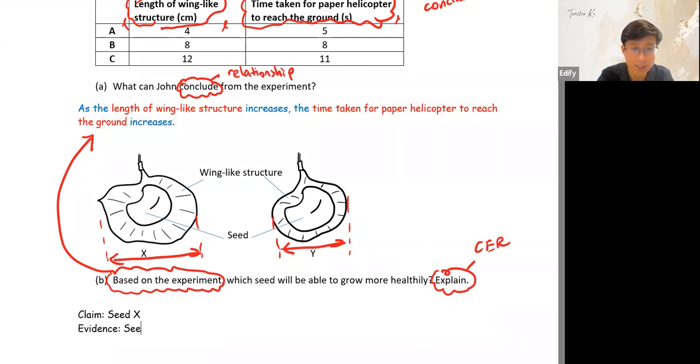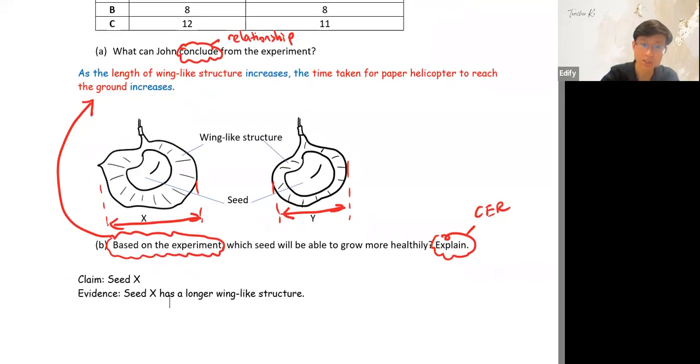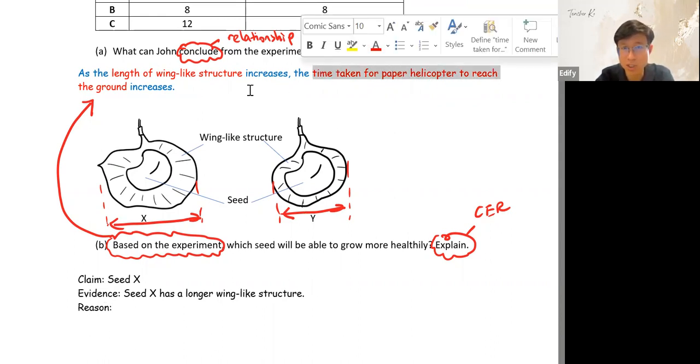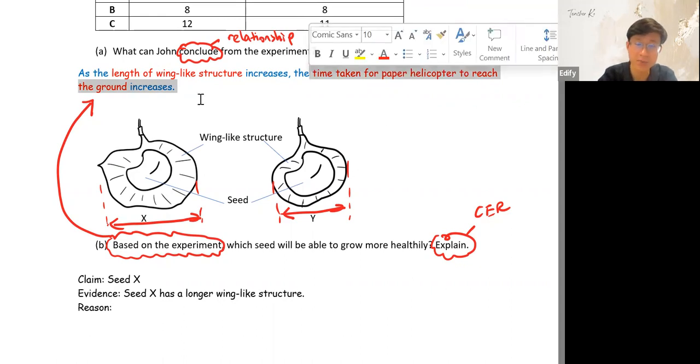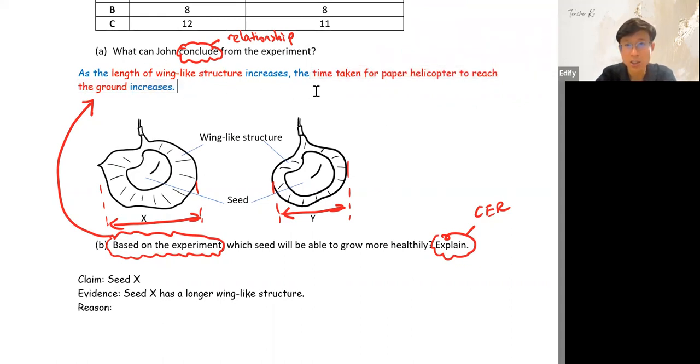Well, yeah, seed X has a longer wing-like structure. So you use the word longer rather than bigger because the experiment is about the length. So I want to talk about the length of the wing-like structure. And finally, how does this help the seed to grow healthier? Oh, because if you have a longer wing-like structure, it can take a longer time to reach the ground. This is important. You must say that because the experiment says the longer it is, the longer the time it takes for it to reach the ground.